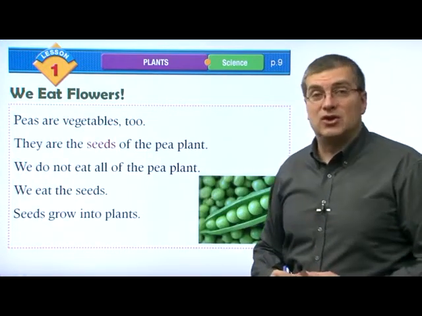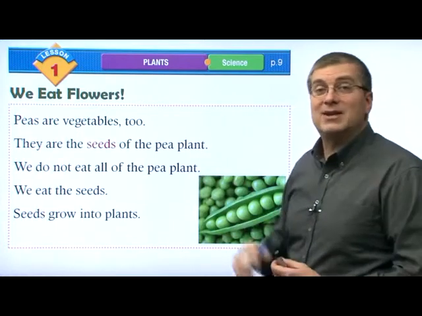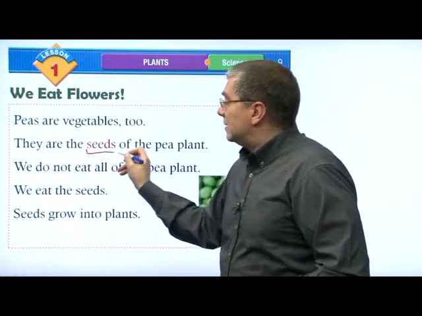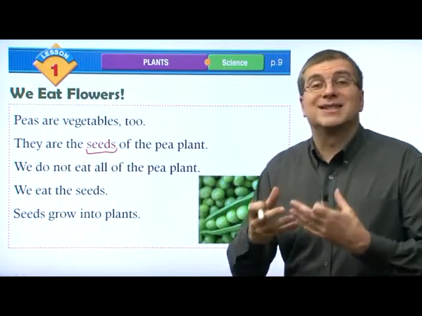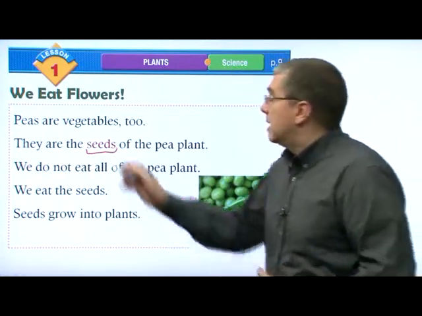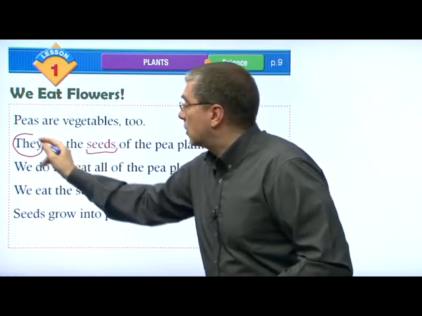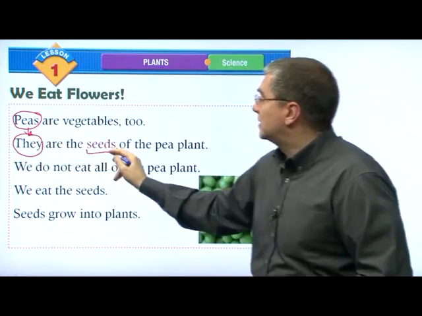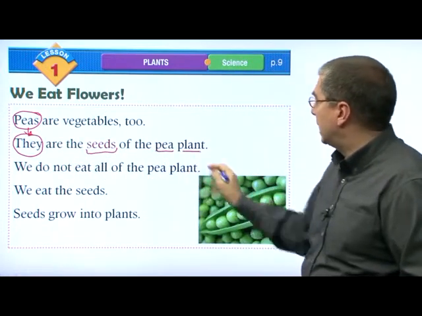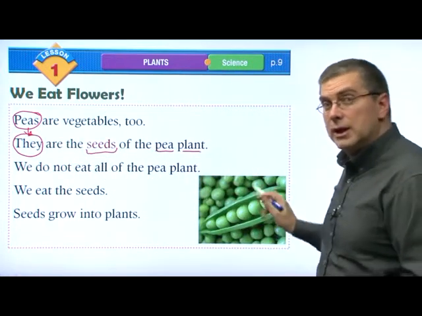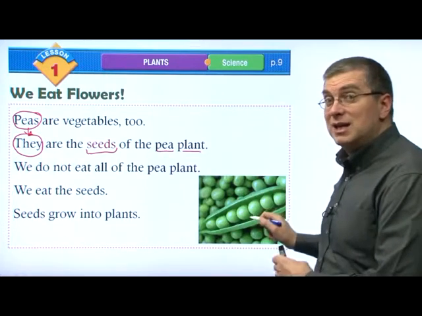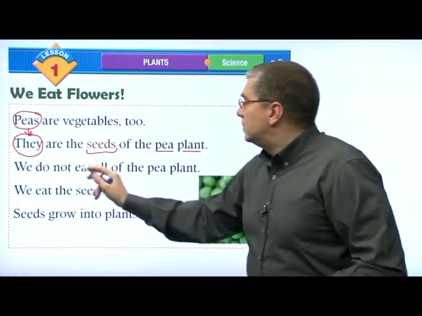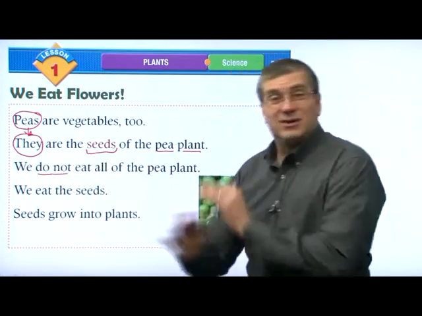Peas are vegetables too. Okay, this is the next part. They are the seeds. So now we're talking about seeds of a plant. They, of course, are peas here. Peas are the seeds of the pea plant. Wow, look at this picture. Really good looking peas. Delicious, right? Very nice.